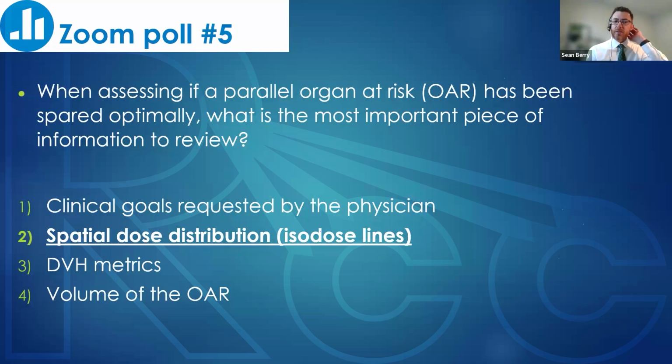Another big group of people said the volume of the organ at risk. The volume of the organ at risk, of course, for a parallel organ, plays into it here. I think that would be a part of a visual exploration of the dose distribution. If you're talking about a lung, for example, you would be able to look and see how big my target is relative to the lung, and where my isodose distribution is relative to the volume of the whole lung. That would help you come to an understanding of whether you're sparing enough of the lung or not. But again, I think the volume of the lung plays into this isodose distribution as well.